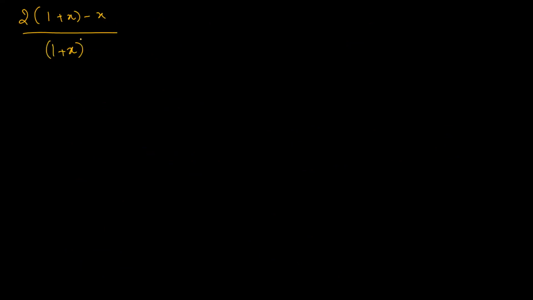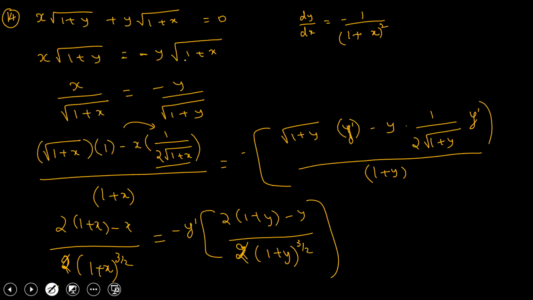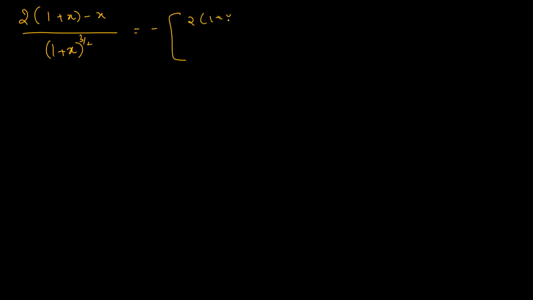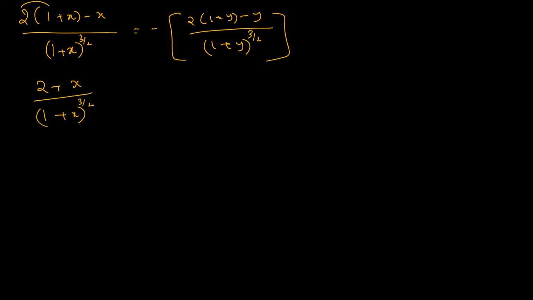So I'll write that step again. Let's see if we can do any manipulation. 2 into 1 plus x minus x, the whole divided by 1 plus x the whole power 3 by 2 is equal to minus of, same thing, no? 2 into 1 plus y minus y the whole divided by 1 plus y the whole power 3 by 2. So what will you do? 2 plus 2x minus x is 2 plus x the whole divided by 1 plus x the whole power 3 by 2, and you have a y dash here. Right, is equal to negative of y dash into 2 plus y the whole divided by 1 plus y the whole power 3 by 2.